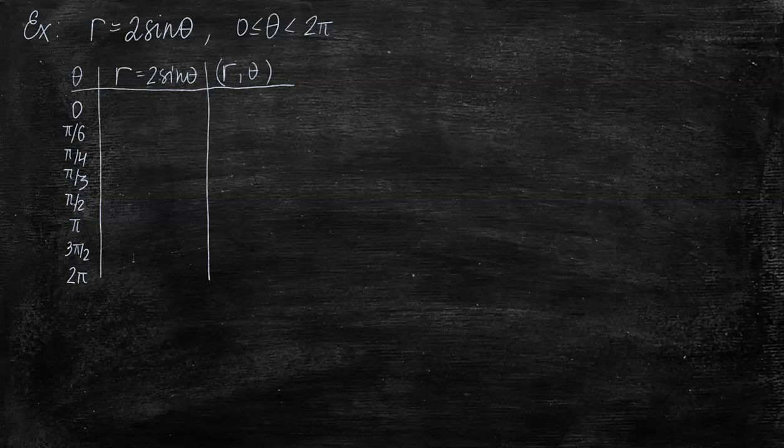And let's compute. So sine of 0 is 0 times 2, 0. Sine of pi over 6 is 1/2 times 2, 1. Sine of pi over 4 is root 2 over 2. Sine of pi over 3 is root 3 over 2. Sine of pi over 2 is 1, which becomes 2. Sine of pi is 0. Sine of 3 pi over 2 is -1, so it's going to be -2, and at 2 pi it's going to be 0 again. Interesting. So let's see what's going on here.